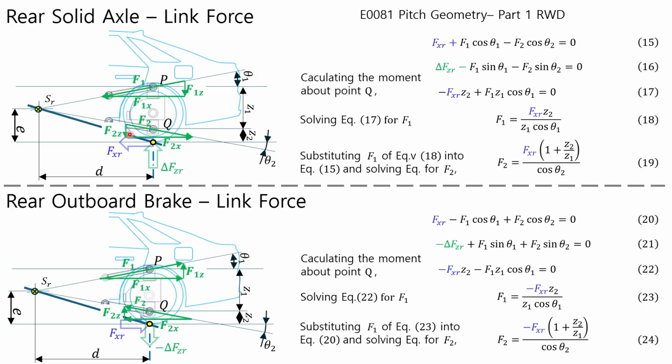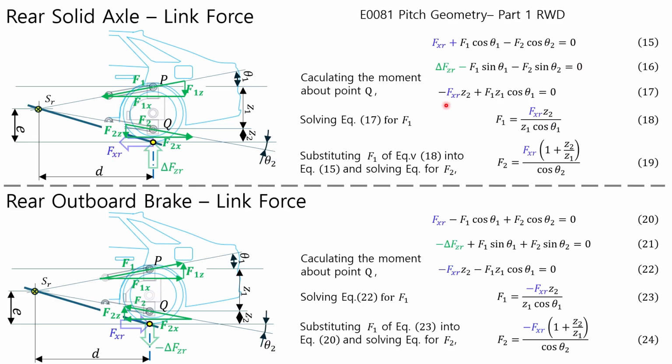Equation 16 expresses that the vertical component of the force, F1, acting on the upper arm, and the vertical component of the force, F2, acting on the lower arm, which are generated as reactions to the driving force, Fxr, must be in equilibrium with the ground reaction force, delta Fzr, for the vertical dynamic load on the rear suspension links. As mentioned, delta Fzr does not include static loads and is the ground reaction force for the vertical dynamic load transfer on the links generated by the driving force, Fxr.